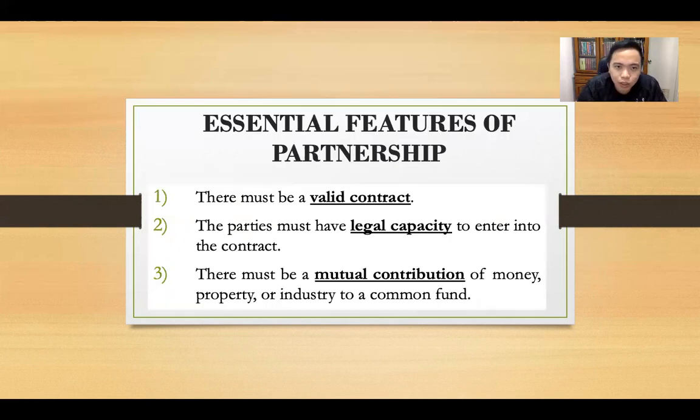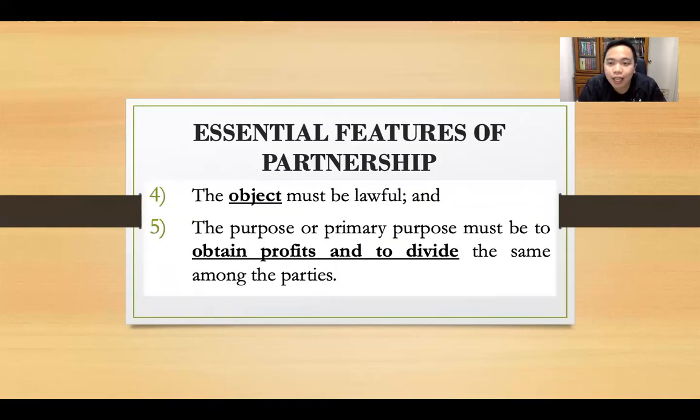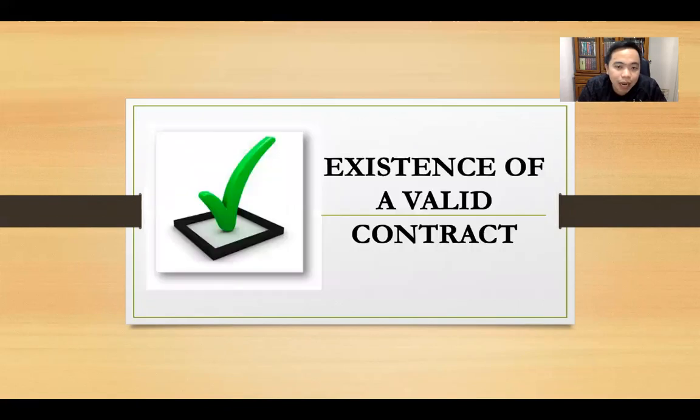Now, let us go on to the essential features of a partnership. Class, ito yung mga kailangan bago magkaroon ng partnership. These are the elements of partnership. One, there must be a valid contract. Number two, the parties must have legal capacity to enter into the contract. Number three, there must be mutual contribution of MPI to a common fund. Fourth, the object must be lawful. And fifth, the primary purpose must be to obtain profits and to divide the same among the parties.